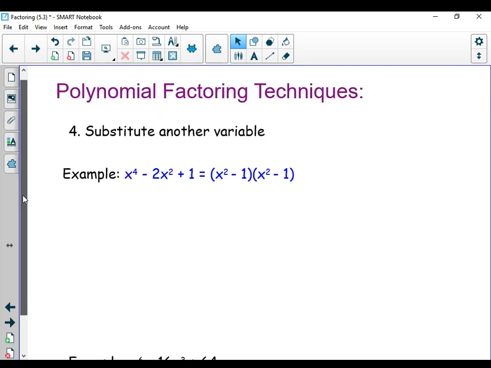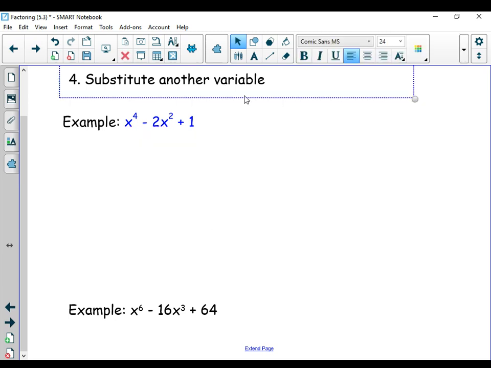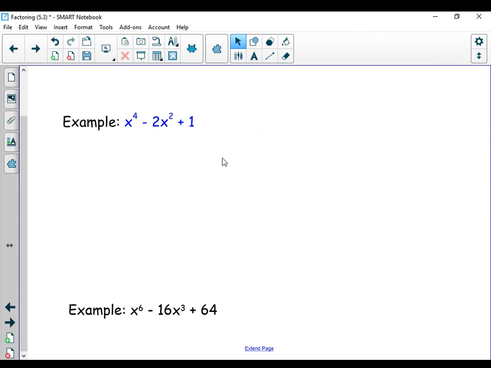Yes, that's the answer, but we'll get to it here in a second. We are not substituting another variable. Sometimes people get really confused with that. We're just going to keep it simple. Okay?